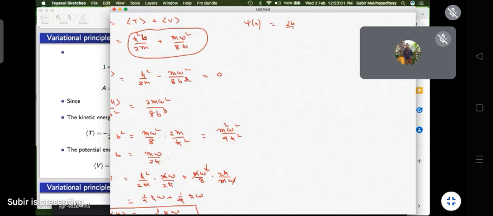So (2b by pi) to the power 1/4, and b is m omega by 2 h bar. So that means 2b is m omega by h bar. So basically then it's (m omega by pi h bar) to the power 1/4 e to the power minus m omega x square by 2 h bar.